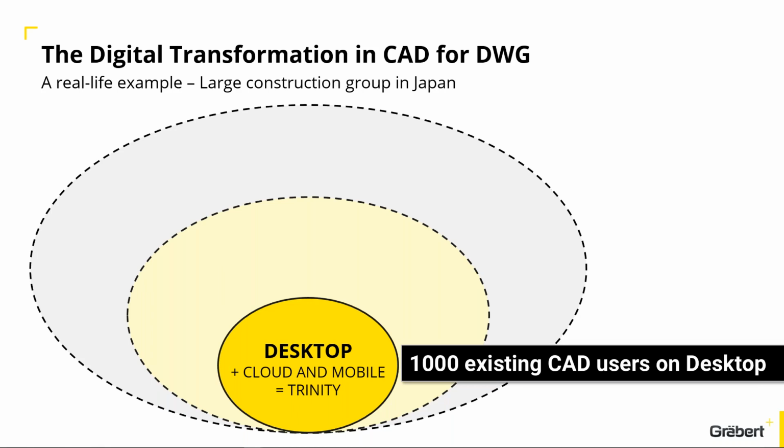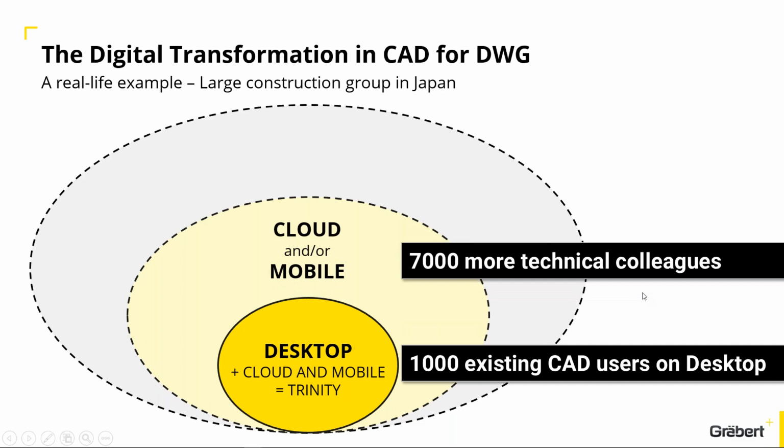So far, we've seen how each of the three different types of customers can leverage those Trinity features. And now we're going to look at a specific example. This diagram represents a real-life customer. This is a Graebert customer that's a large construction company in Japan.